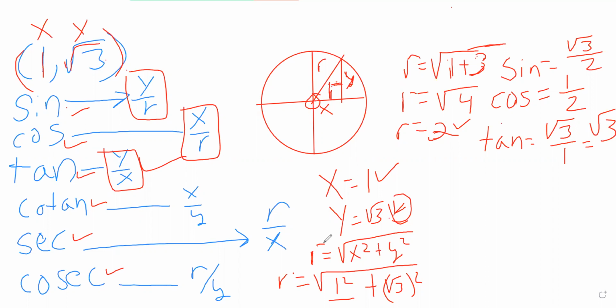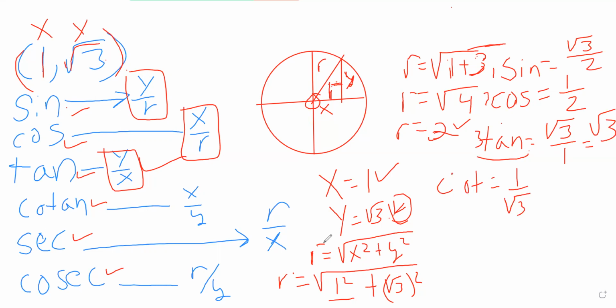All right, now we need to find cotan. Here's where the fun part comes in, because once you find these three sides, you can find the others much quicker. Cotan is really tan flipped. Right now tan is root 3 over 1, so when you flip it, the 1 is on top and root 3 is now on the bottom.